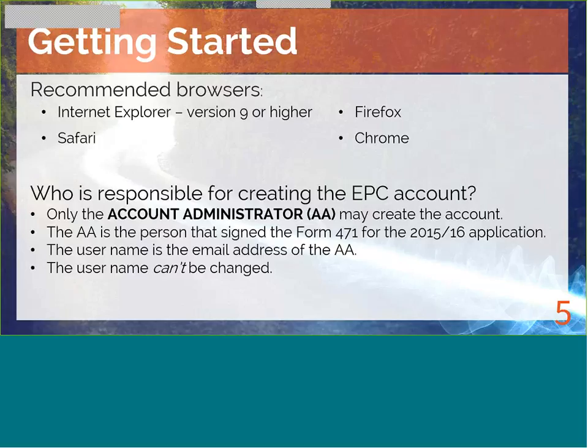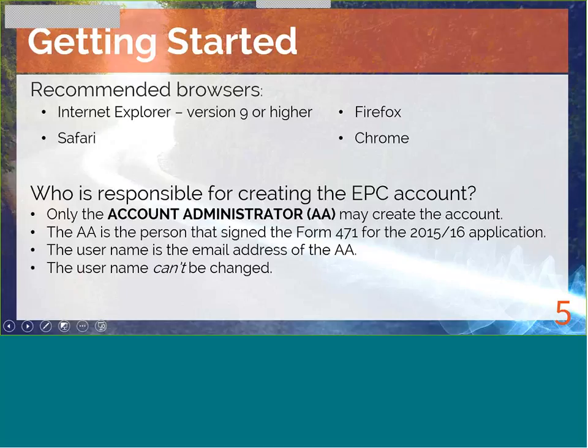Our next question is, who is responsible or who has the authority to set up the EPIC account? By default, the Schools and Libraries Division has selected the last person that signed your Form 471 as the person who has the authority to set up this account. That person is called the account administrator, and that person would use their full email address as their username when setting this online portal up.